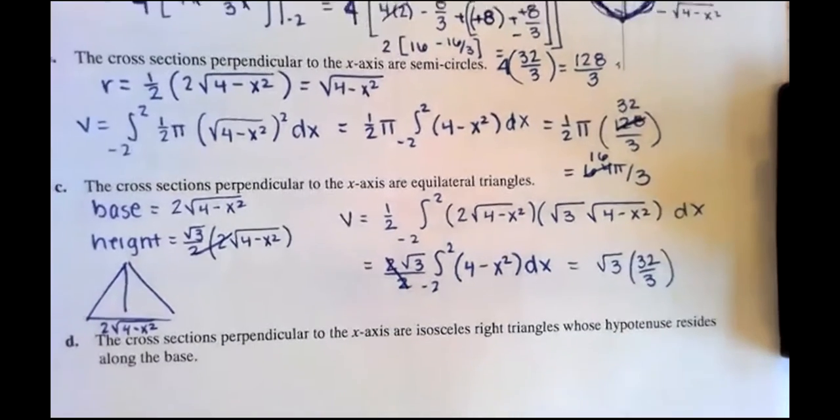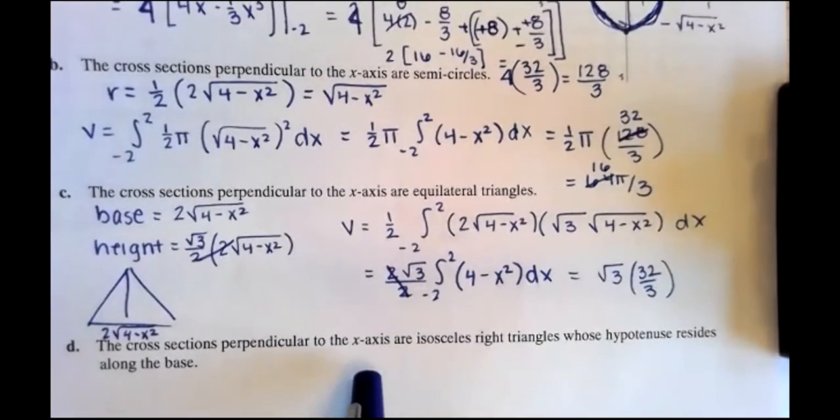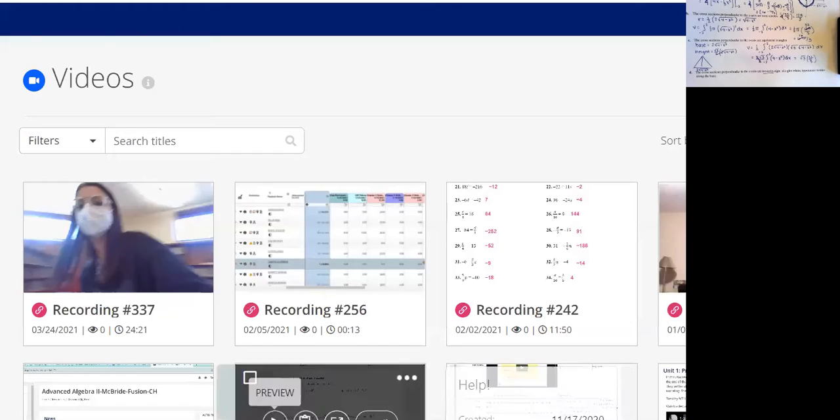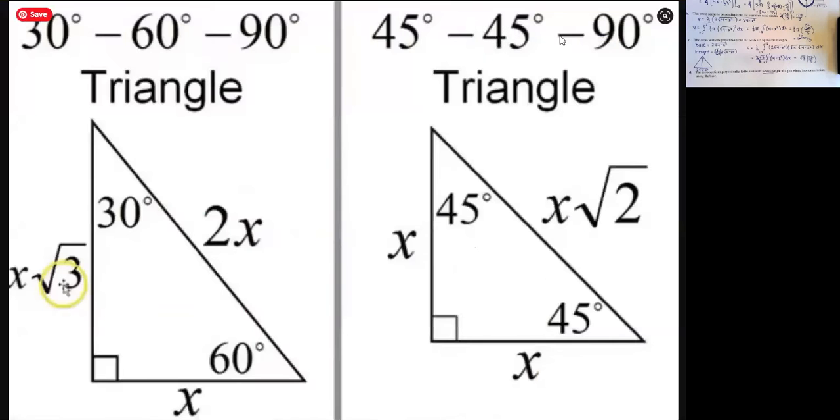Part D, what happens if the cross sections perpendicular to the x-axis are now isosceles instead of equilateral? Now we look at the case that I was showing you before, where instead of 30, 60, 90s, we now have 45, 45, 90s. So if half of the base is x, then that also means that the height is x.